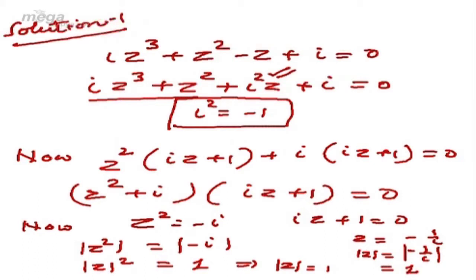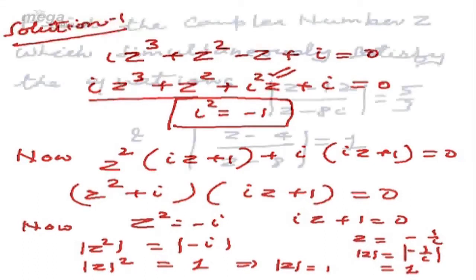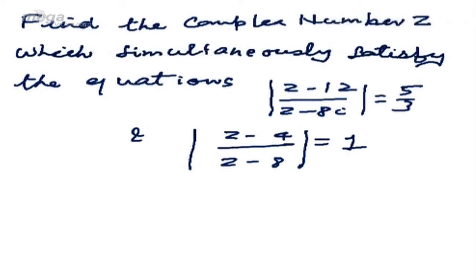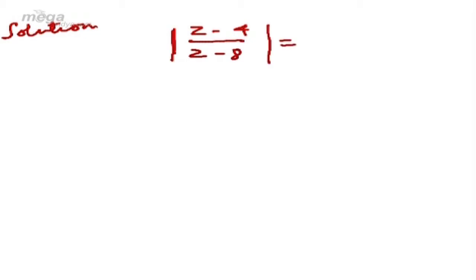Now let us come to example number 2, that is, find the complex number z which simultaneously satisfies the equations mod of z minus 12 upon z minus 8i is equal to 5 by 3 and mod of z minus 4 upon z minus 8 is equal to 1. Now see the solution. First look at the second equation, that is mod of z minus 4 upon z minus 8 is equal to 1.